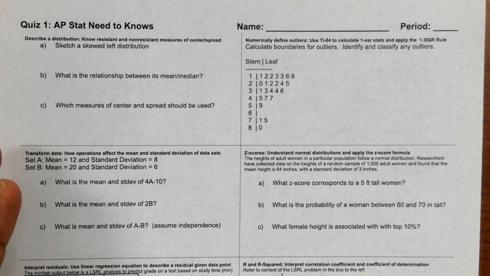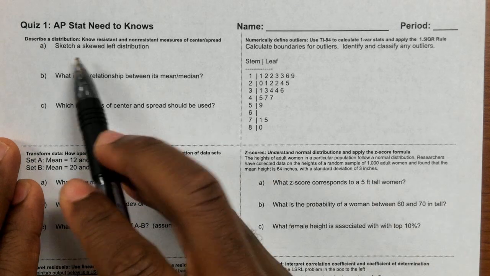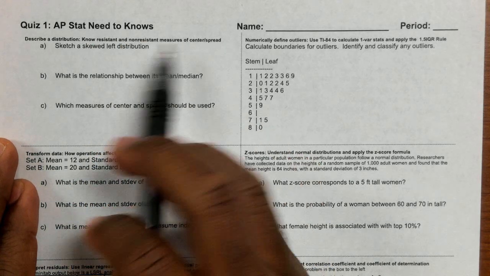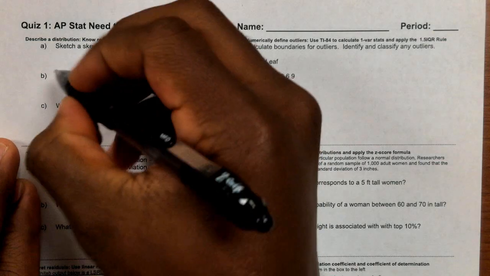Alrighty guys, so here's the AP Stat need to knows. So the first question was to know the resistant and non-resistant measures of center and spread. Sketch a skew left distribution.